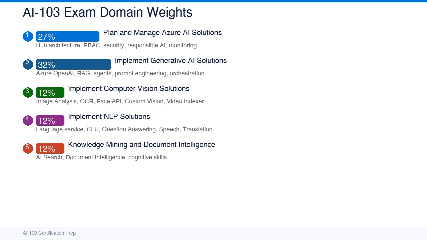Together, domains 1 and 2 represent up to 65% of your score. This means if you master generative AI and AI management, you can pass the exam even with limited coverage of the remaining 3 domains. We will start our content with domain 2 since it has the highest weight, then domain 1, then the specialist domains. This is a strategy decision, not laziness.